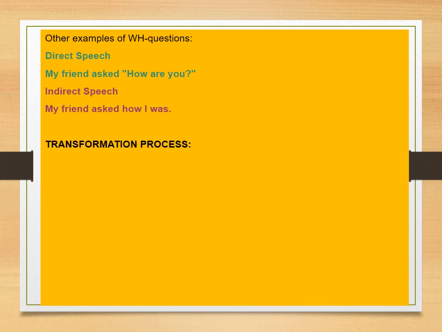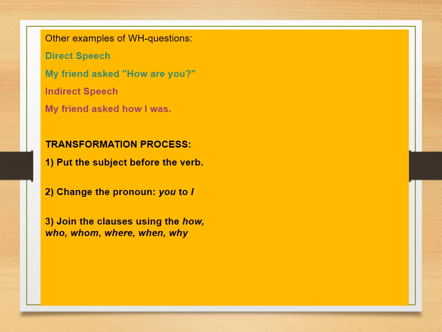Now, the transformation process I have explained very clearly here. Put the subject before the verb. Change the pronoun you to I when you're doing interrogative sentences. Children, join the clauses using how, who, whom, where. That means basically the WH words. Adjust the second verb to the time frame of the first verb. So the second verb gets changed.